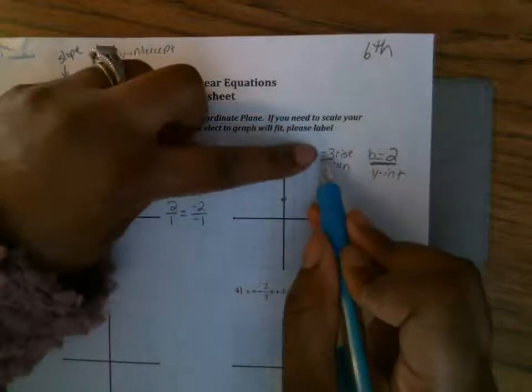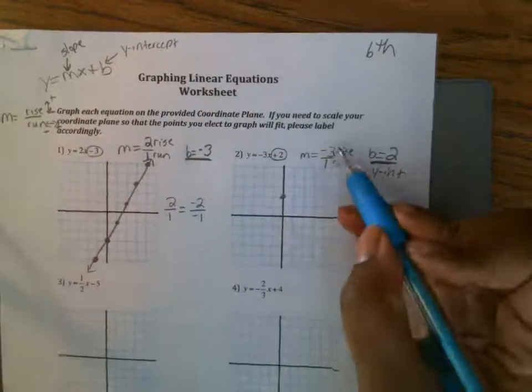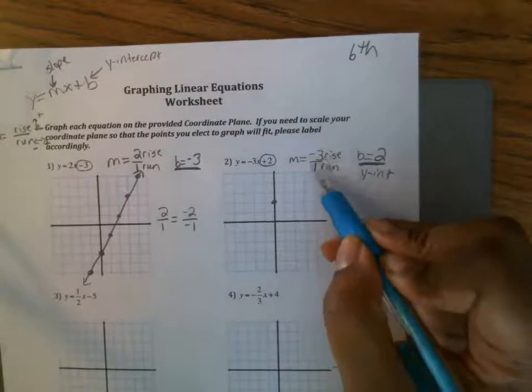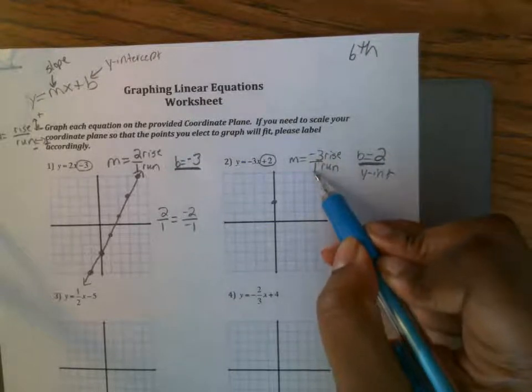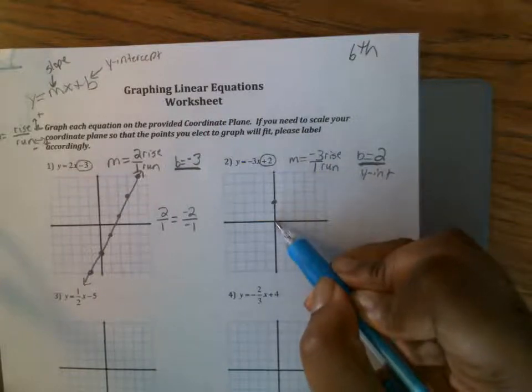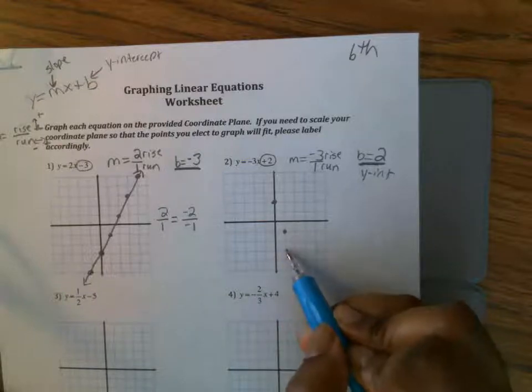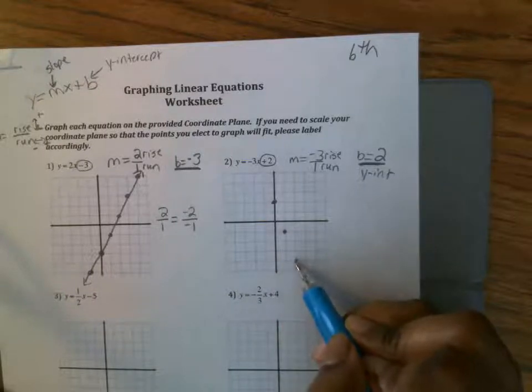This is a negative slope, so my line is going to go down. Since the rise is a -3, go down 3, and the run is a +1, to the right 1. So that's down 1, 2, 3, to the right 1.